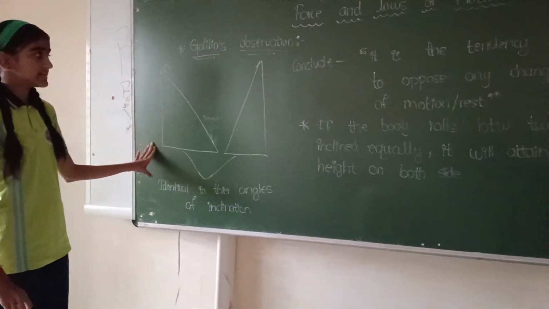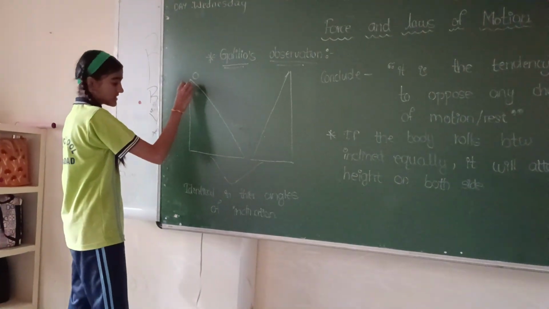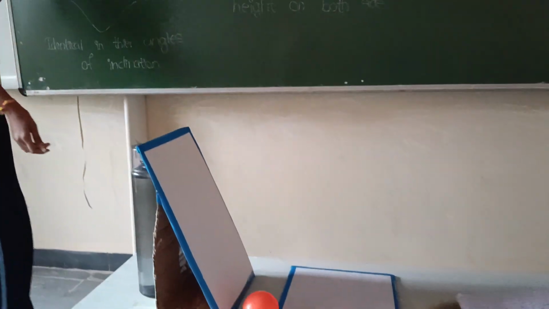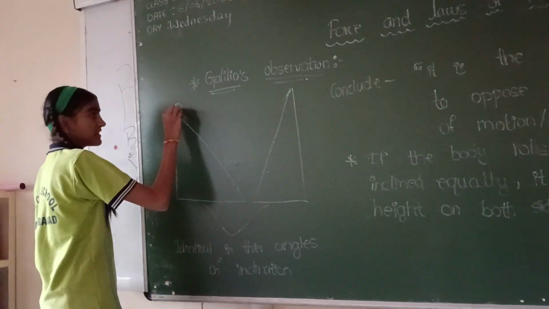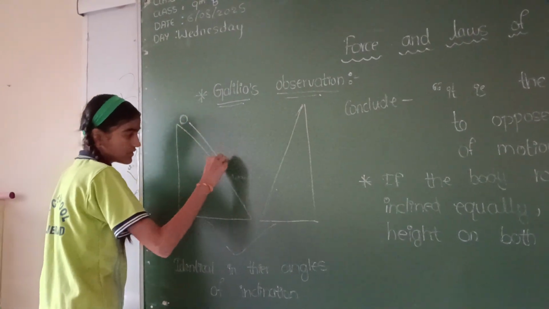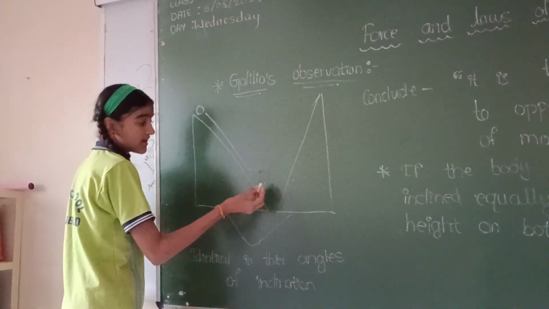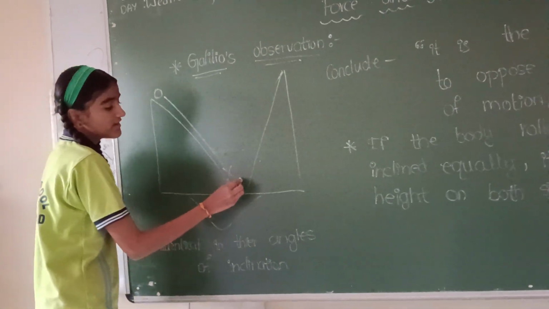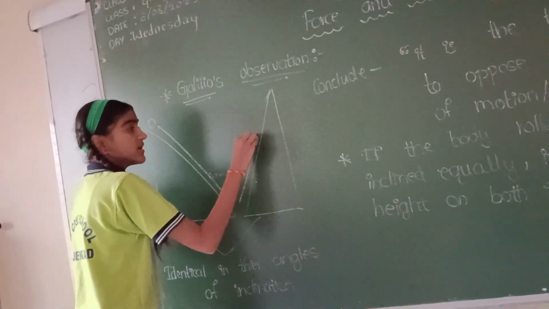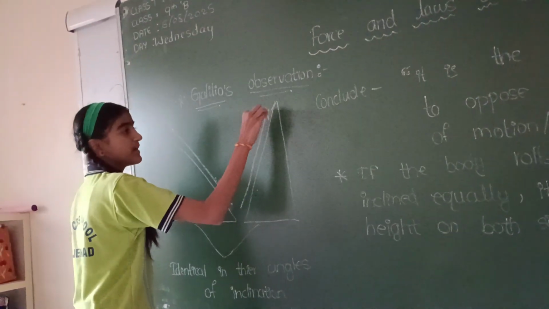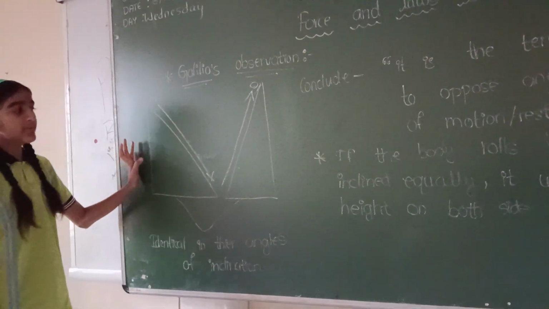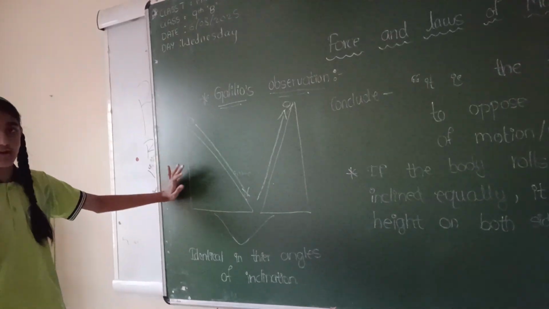He concluded that, when this is the inclined plane, here is the model which I drew on the board, when the ball rolls down from this inclined plane, the velocity will increase, and when it again climbs up the inclined plane, the ball's velocity will decrease because of gravitational force.